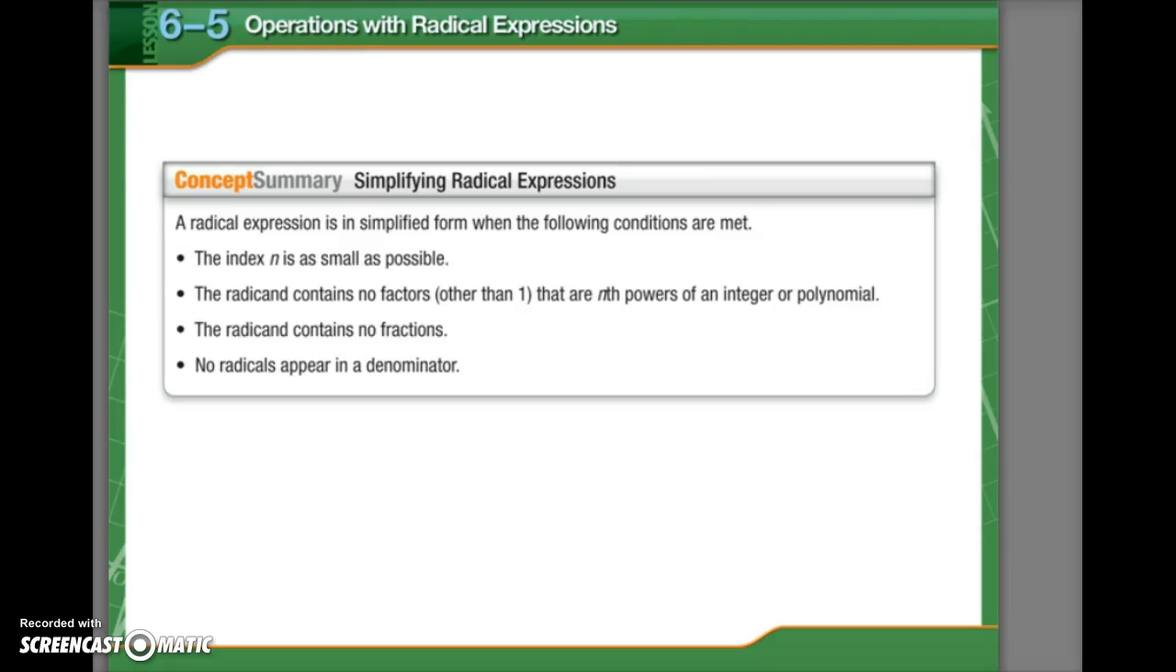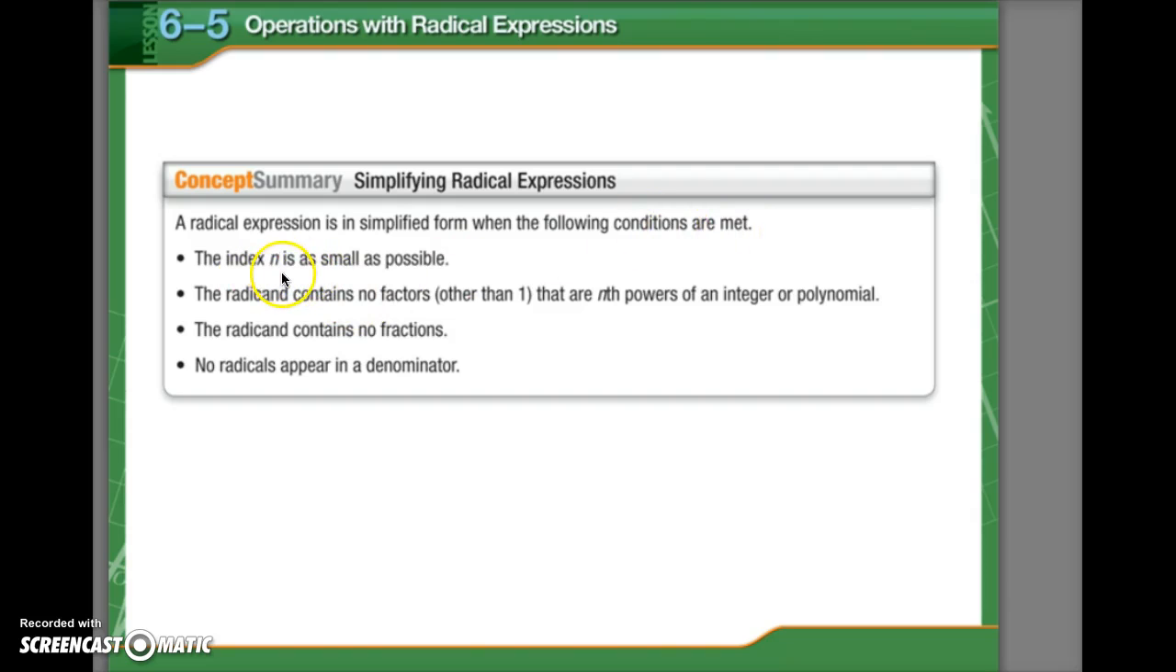All right, we're picking up with Unit 1, Lesson 14, and we're going to be starting with example 3 in this video. And again, we are in Chapter 6, Lesson 5 of the textbook, talking about operations with radical expressions. So we're on the concept summary slide right now, talking about how to simplify radical expressions. And the concept here is that a radical expression is in fully simplified form when the following conditions are met.